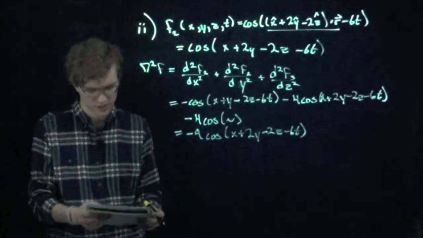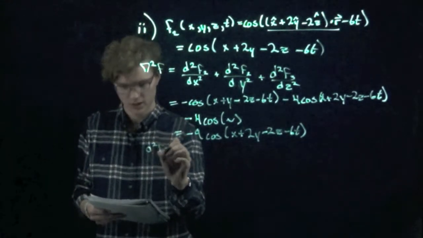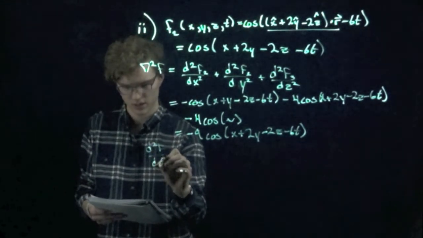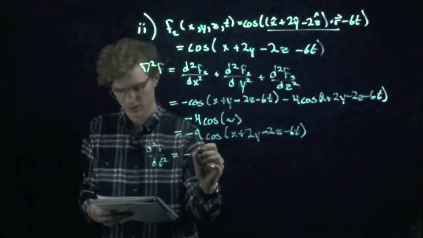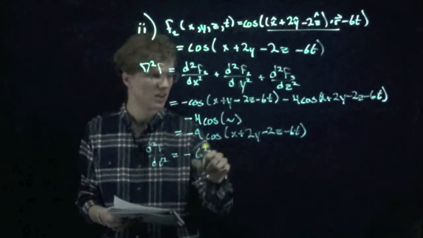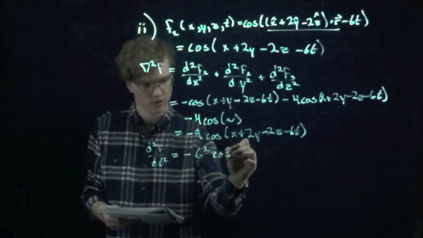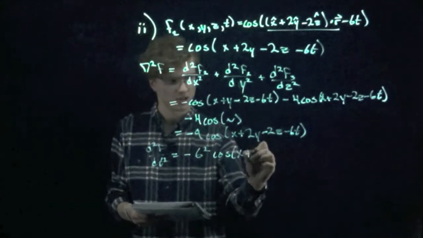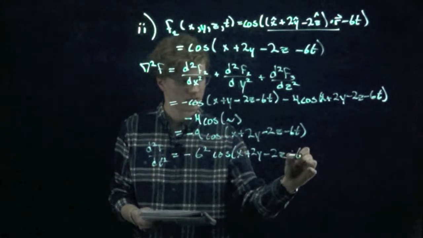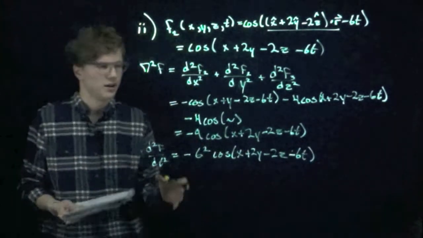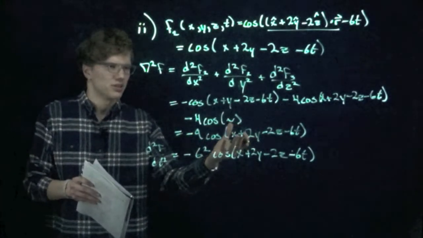Now we need to do the other side of the equation. We're going to do d squared f over dt squared, which is equal to negative 6 squared, because we have to take out this 6 twice, times cos of x plus 2y minus 2z minus 6t. Now, I think it's pretty easy to see here that we are within a constant of the two.